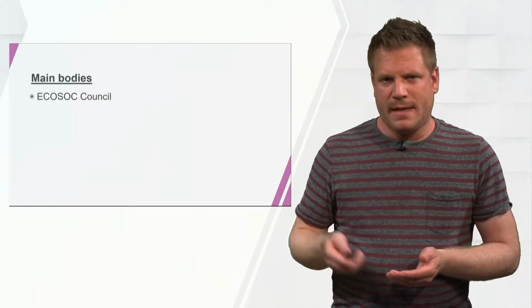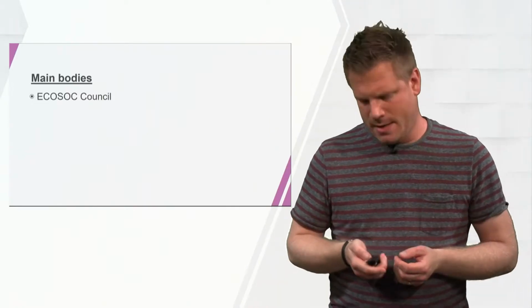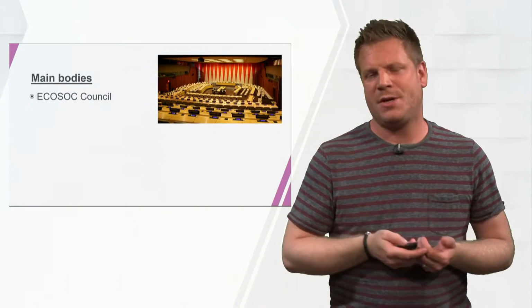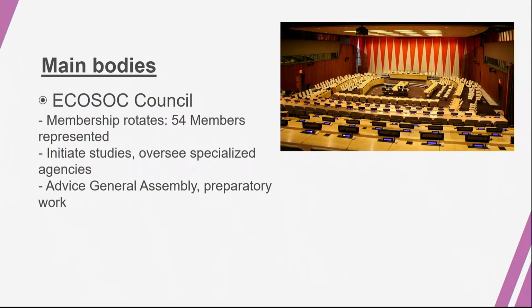Another main body is the ECOSOC Council. The Economic and Social Council is there to help the General Assembly in performing its jobs. And the ECOSOC Council, in that sense, is more like a think tank, more like a research council that prepares most of the work of the General Assembly. Not all the countries participate in the ECOSOC Council. They have 54 members who are represented in rotation.